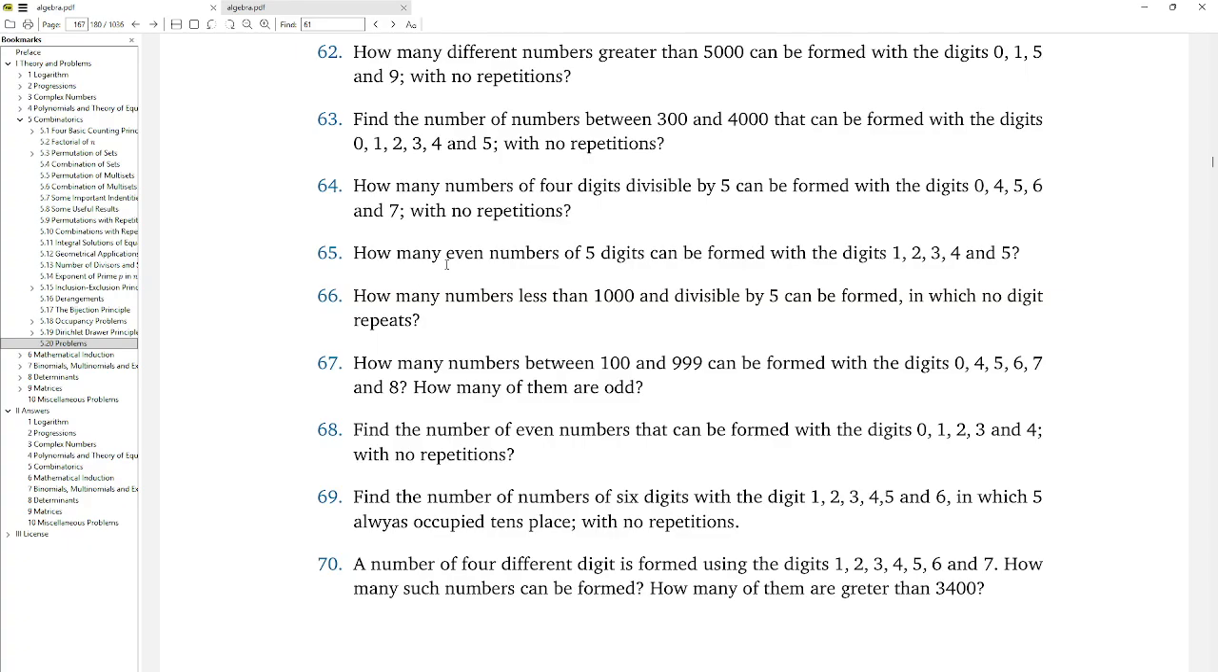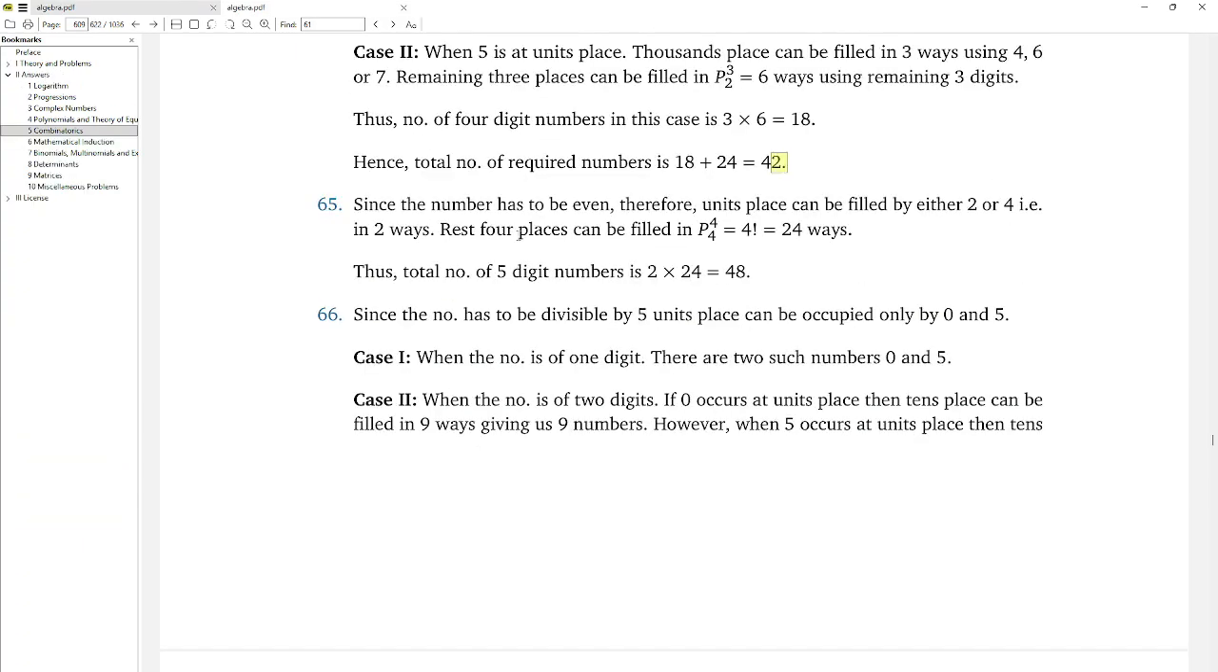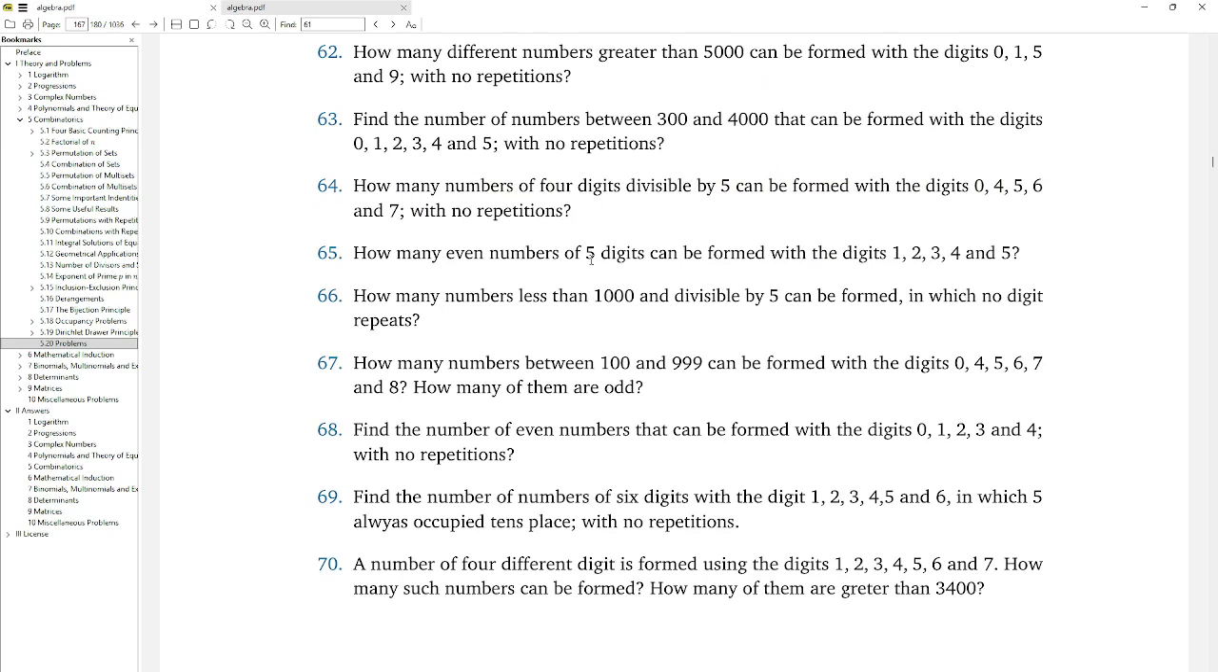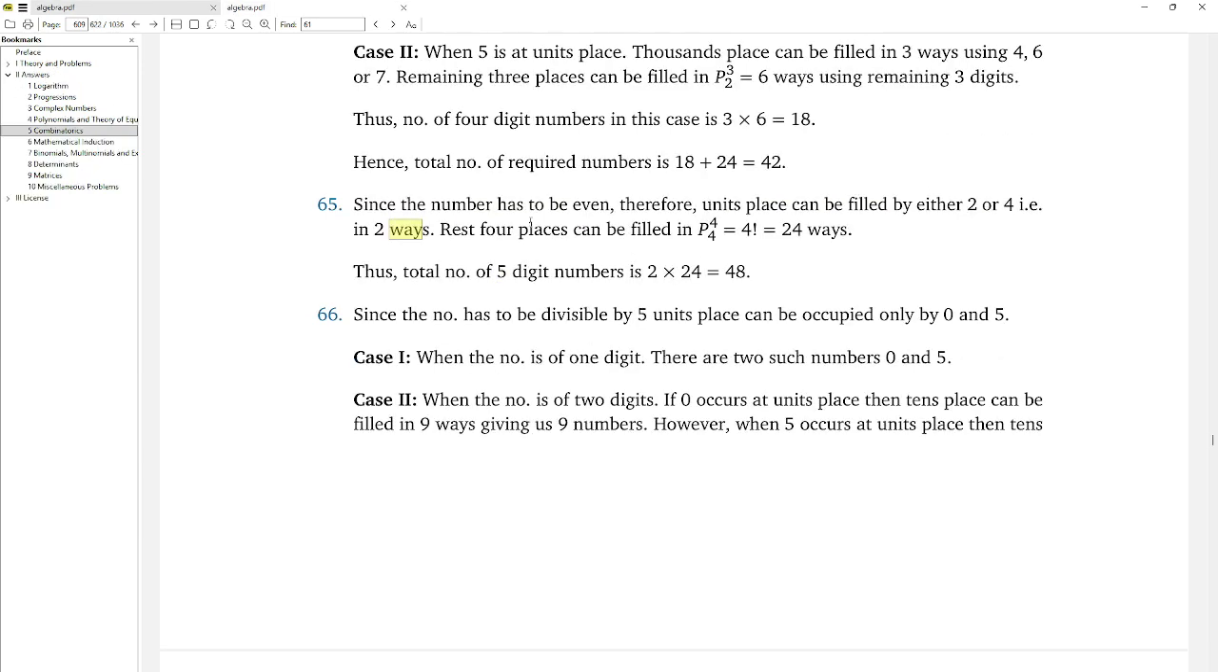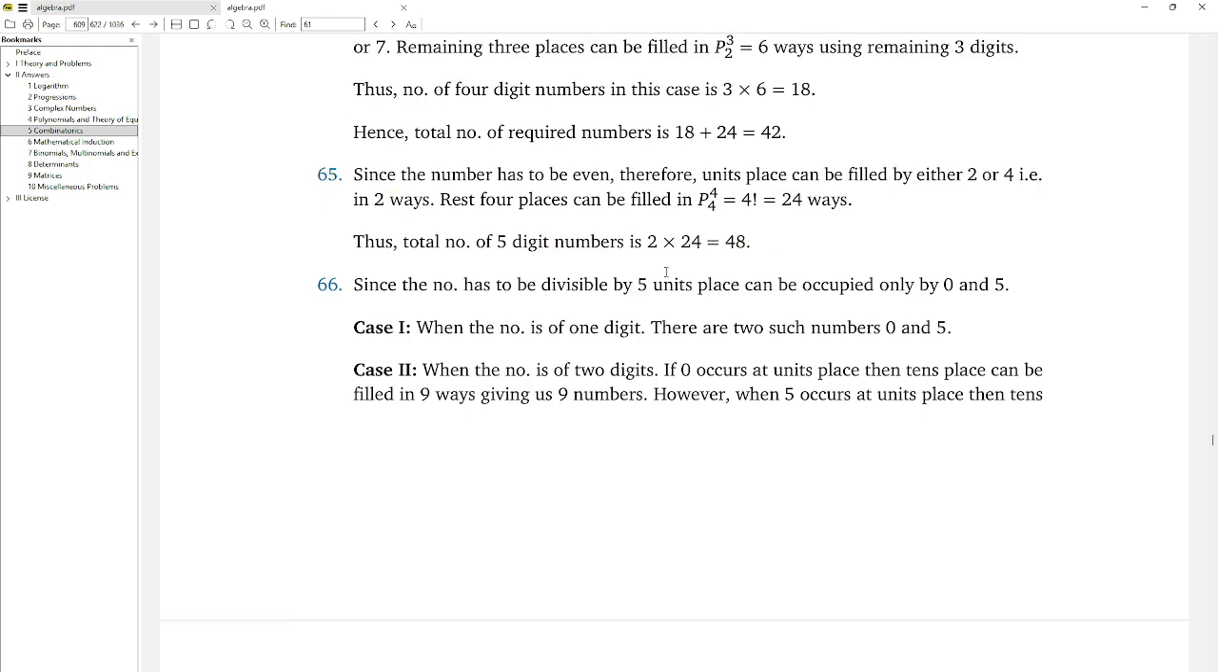Question 65 says that how many even numbers of 5 digits can be formed with the digits 1, 2, 3, 4 and 5. So number has to be even, so units place can be occupied by either 2 or 4. So there are 2 ways to do that. Now we will have 4 remaining places because the number has to be of 5 digits. So 4 remaining places can be filled by 4 remaining numbers in 4P4, that is 4 factorial or 24 ways. So total number of 5 digit numbers is 2 multiplied by 24, that is 48.